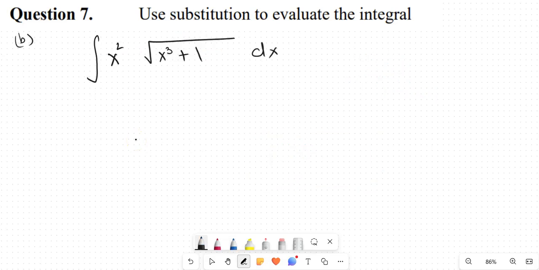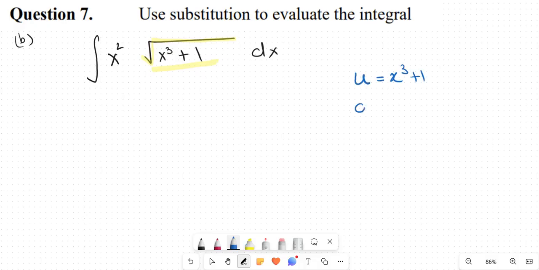Let's work on part B, another example for substitution. In this question, the most complicated part looking is the part under the square root. What is inside the square root? That is x cubed plus 1. I'm going to try to put x cubed plus 1 as u.